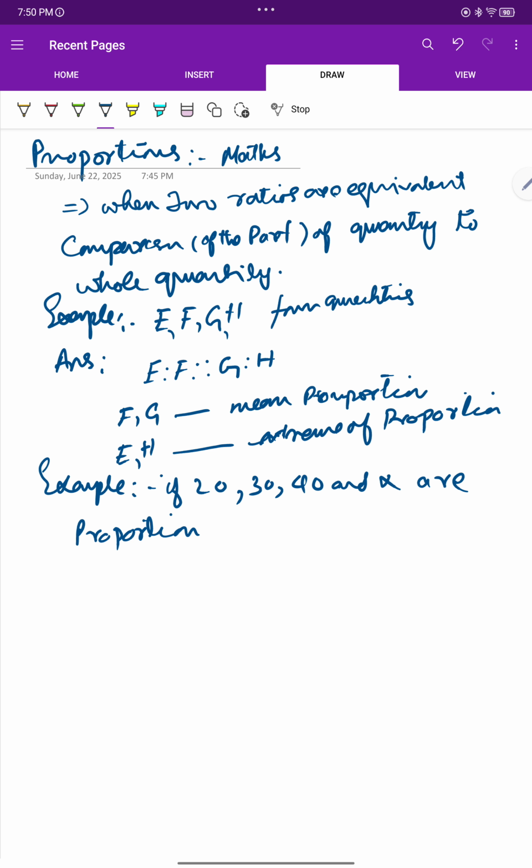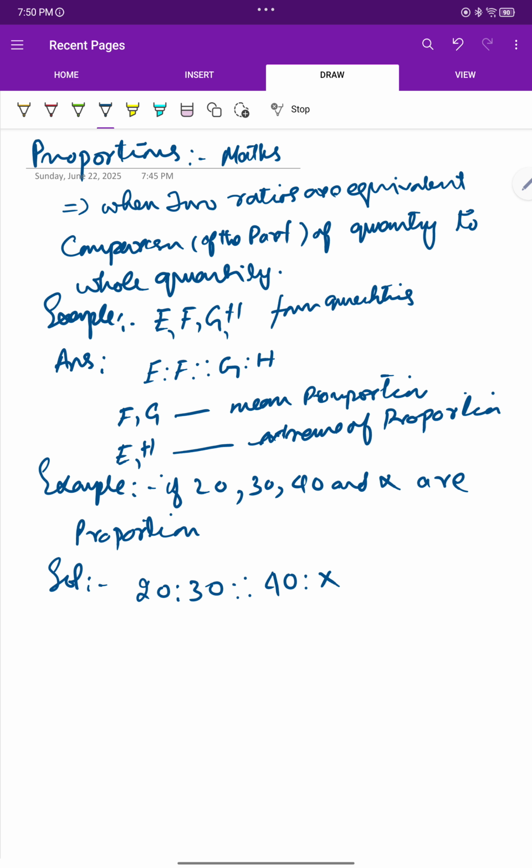Keep in mind, if you are given three quantities, 20, 30, and 40, and the fourth quantity is not given, but they ask you to find it, they are in proportion. You know this by definition. So how can you do it? Solution: 20 is in ratio with 30, and these 20 and 30 are in proportion with 40 and the unknown x.